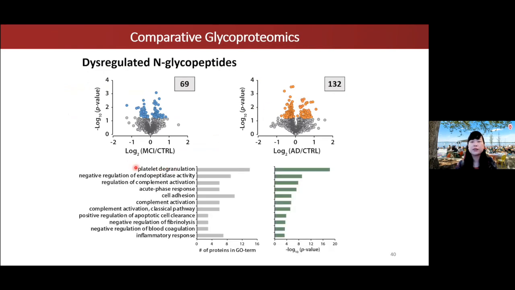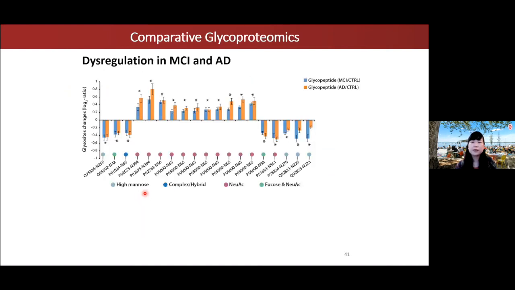With gene ontology analysis, we reviewed the top ranked processes, including platelet degranulation and cell adhesion and others. So the final piece is to look at these N-glycopeptides. We picked 19 of these that show a consistent changing trend in MCI and AD.